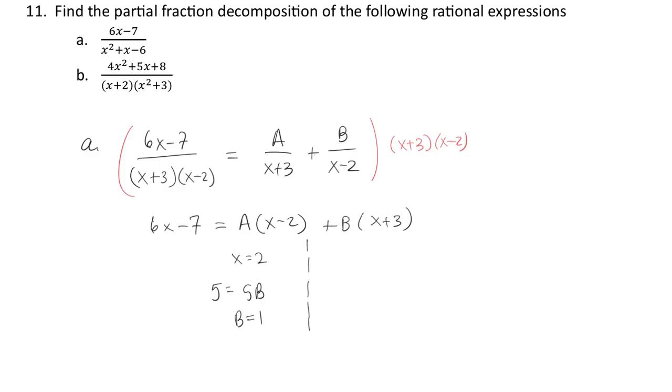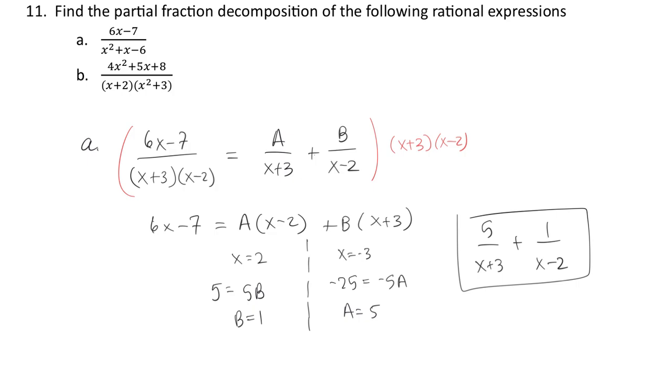Now we're just going to repeat this process with the next convenient value, which here would be negative 3. So let's let x equal negative 3. 6 times negative 3, negative 18. Subtract 7, negative 25. Here we have negative 3 minus 2. That's negative 5A. Therefore, A is equal to 5. So the A value goes with the x plus 3 denominator. So this is 5 over x plus 3. And the B value goes with the x minus 2 denominator. And those are the two partial fractions.